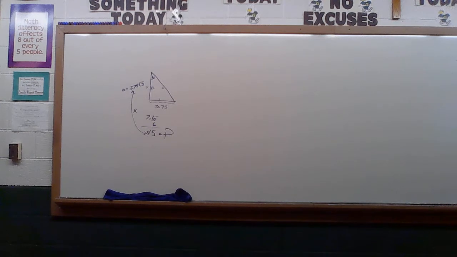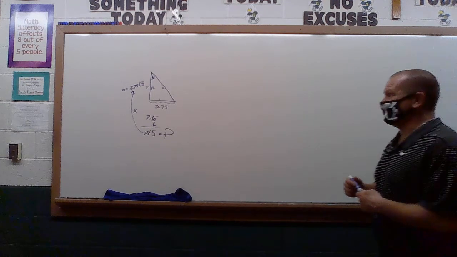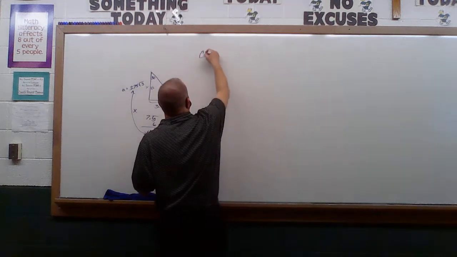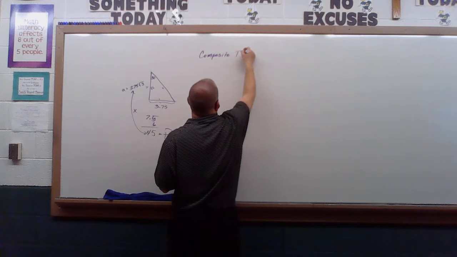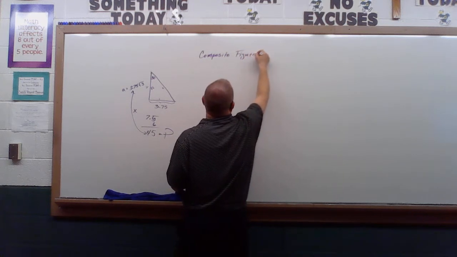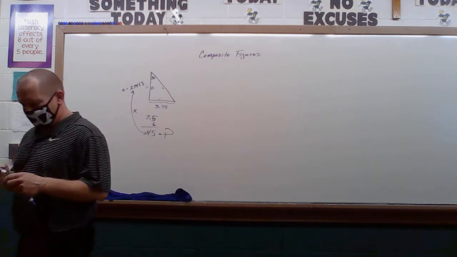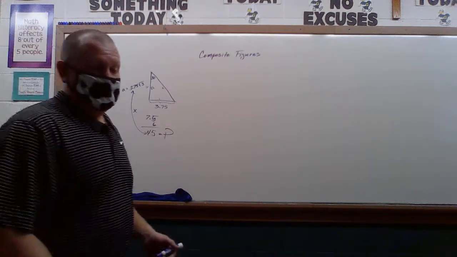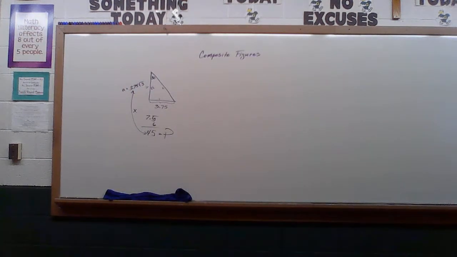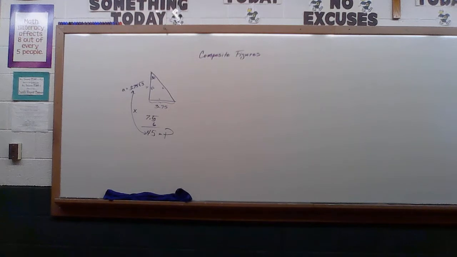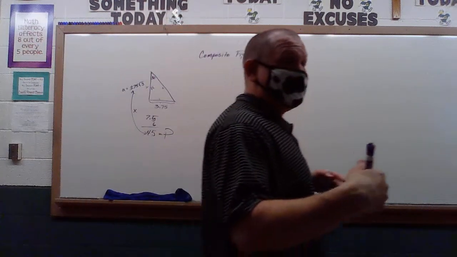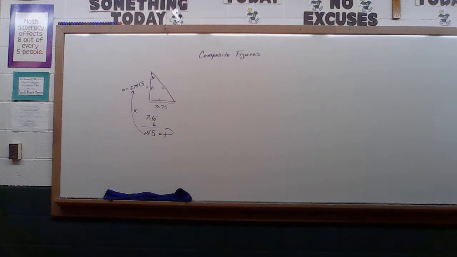So the next part on this is something called composite figures. So this is the rest of that section. Composite figures to me is just taking a weird shaped something or another and cutting it up into things that we would know. And then basically adding all of those things together to get the area of that weird shaped object that we had at the beginning.